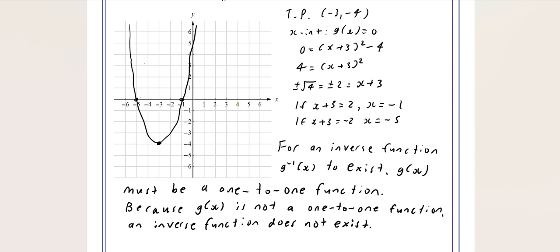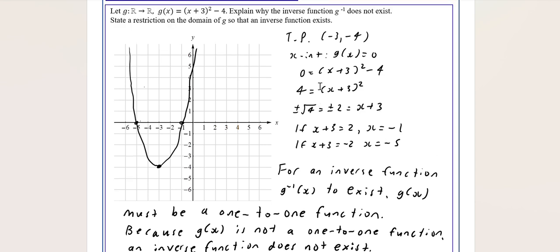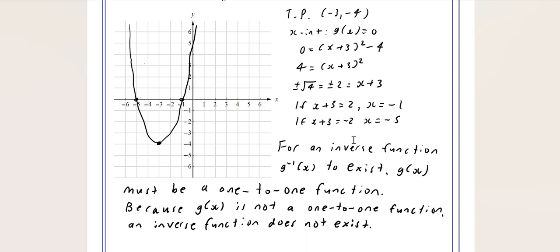Okay. So we've answered the first bit. It says explain why the inverse function does not exist. It's not a one-to-one function that we've got. It doesn't have an inverse function. It'd be nice if that was in the notes because it's a key point, but you should have it now.